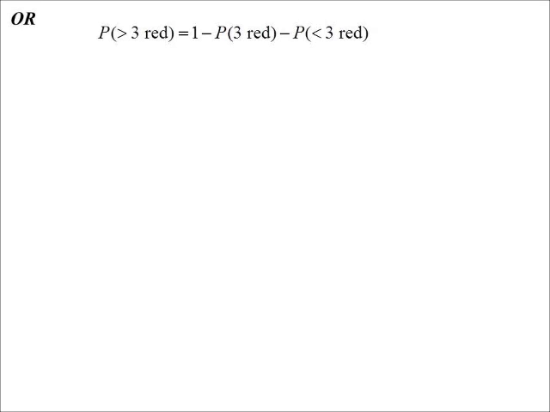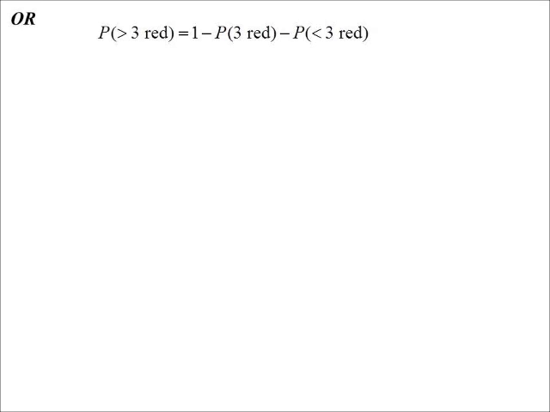So there must have been a way of using part 1. Here's how you could use it. Probability of greater than 3 red: if I use the complementary idea, that's 1 minus the probability that 3 are red, but also minus the probability of less than 3 red. You're probably thinking, why on earth didn't he just say less than or equal to?